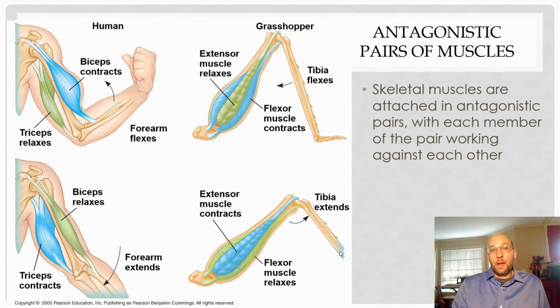If you look at the grasshopper leg as well, it has these extensor muscles that are relaxed when the flexor muscles contract to move the tibia close to really the femur. To extend the tibia, the extensor muscles contract and the flexor muscles relax.